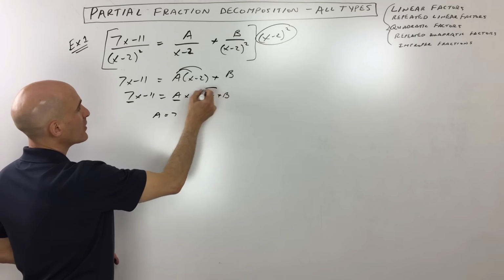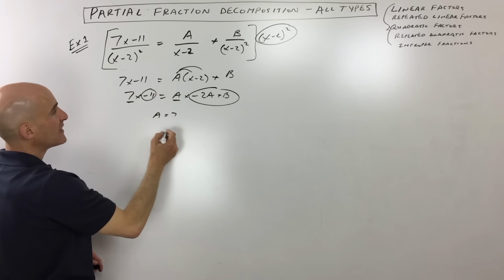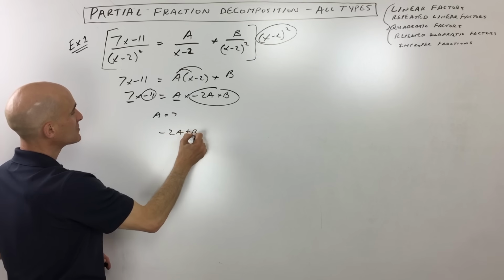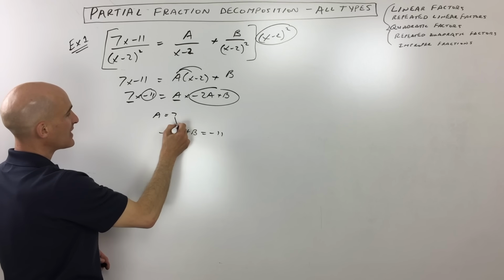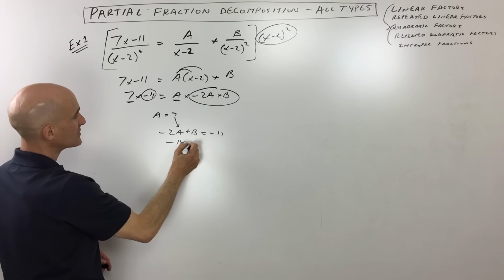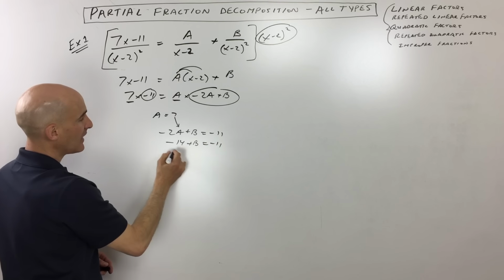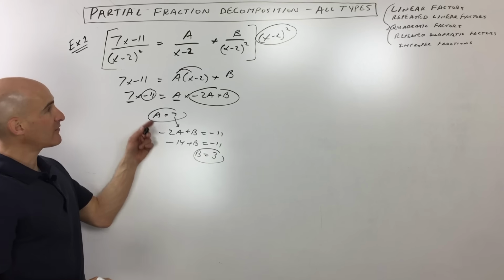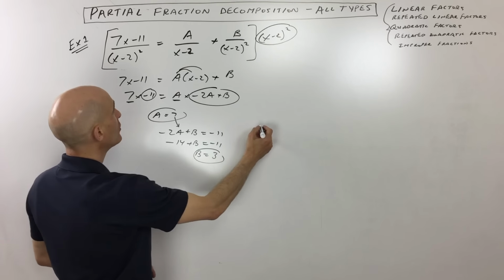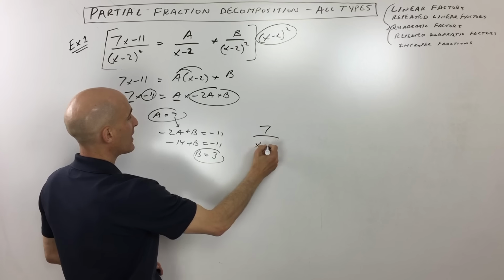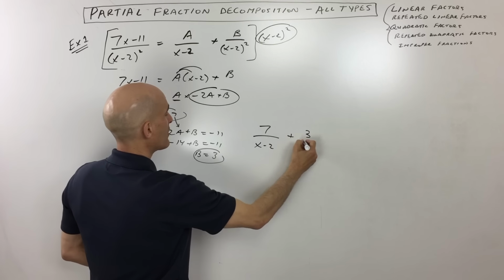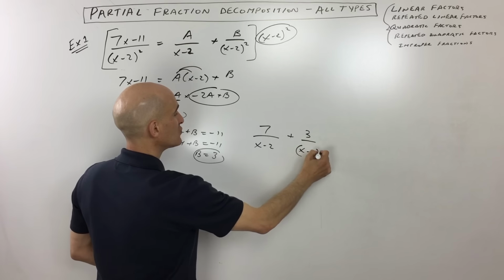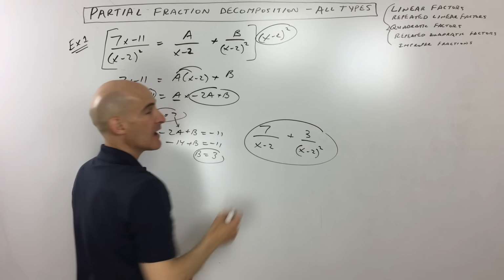And then over here we have an equation, negative 2A plus B is equal to negative 11. If we put 7 in for A, that gives us negative 14 plus B is equal to negative 11. Add that 14 over, and you can see that B is equal to 3. So now we've got A and B. Let's go ahead and rewrite our original fractions here. So 7 over x minus 2 plus 3 over x minus 2 squared, and that's what your teacher's going to want to see.